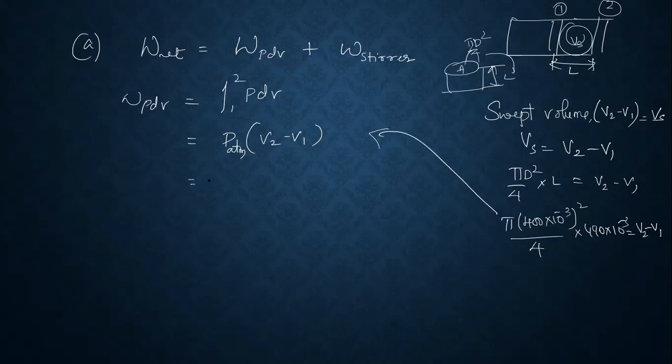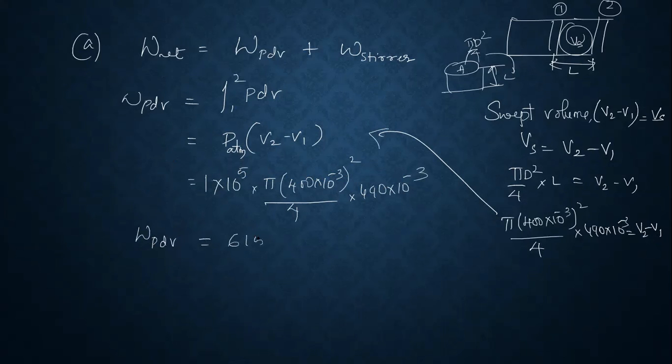Atmospheric pressure is 1 bar, that is 1 into 10 to the power of 5. V2 minus V1 is 5 into 400 into 10 to the power of minus 3. Because most of you will forget this square, 4 into 490 into 10 to the power of minus 3. That is the integral PdV work you will get.